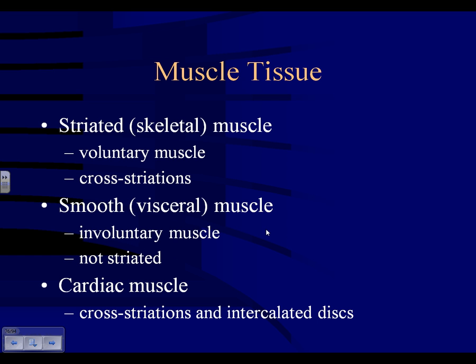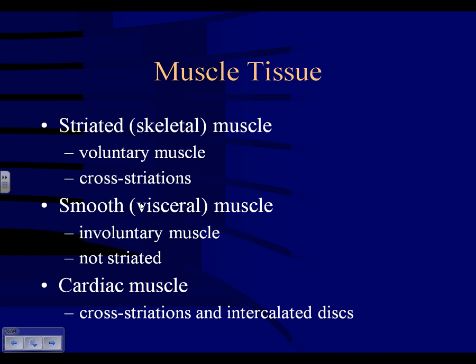So striated or skeletal muscle. Striated refers to stripes, because it has cross striations that we can appreciate under the microscope, and that's what striated means. And that's voluntary muscle. The muscle, like your bicep, for instance, is a voluntary muscle. It's going to be a skeletal muscle. Any muscle that you can move by thinking about it is a skeletal muscle.